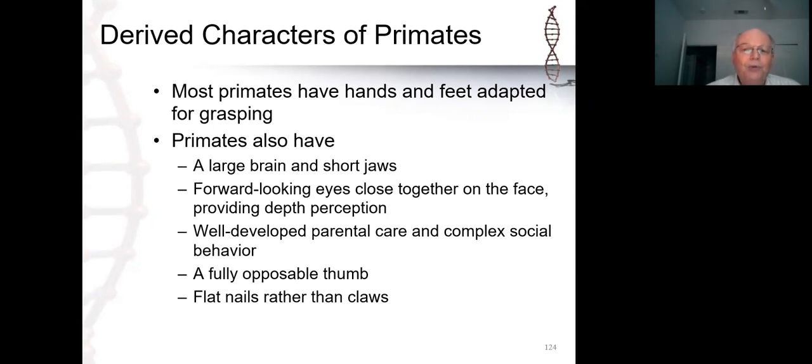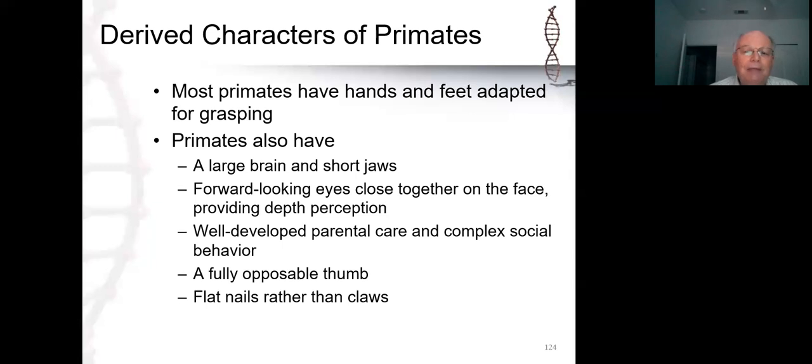There are no claws on the digits. Instead, they are replaced by flat nails. That allows the appendages to be used for grasping, because if you have claws, claws get in the way of grasping, but flat nails now allow for a grasping usage for the appendages, both what we would refer to as hands and feet.